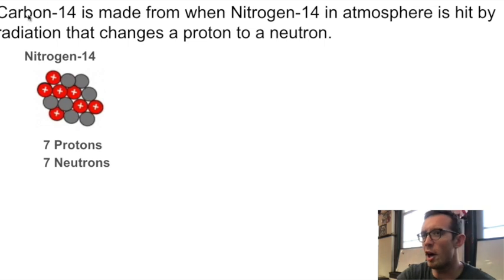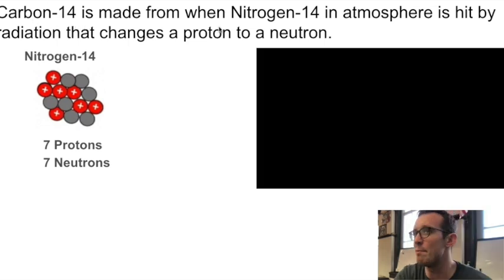So where carbon-14 comes from is our atmosphere. Our atmosphere is mostly nitrogen-14. It's mostly nitrogen atoms with 7 protons, making them nitrogen, and 7 neutrons for a total mass of 14. And when a nitrogen atom gets hit by cosmic radiation, when it's up in the atmosphere, it's possible for that nucleus to go through a version of decay in which one of its protons, as it gets zapped, changes into a neutron.